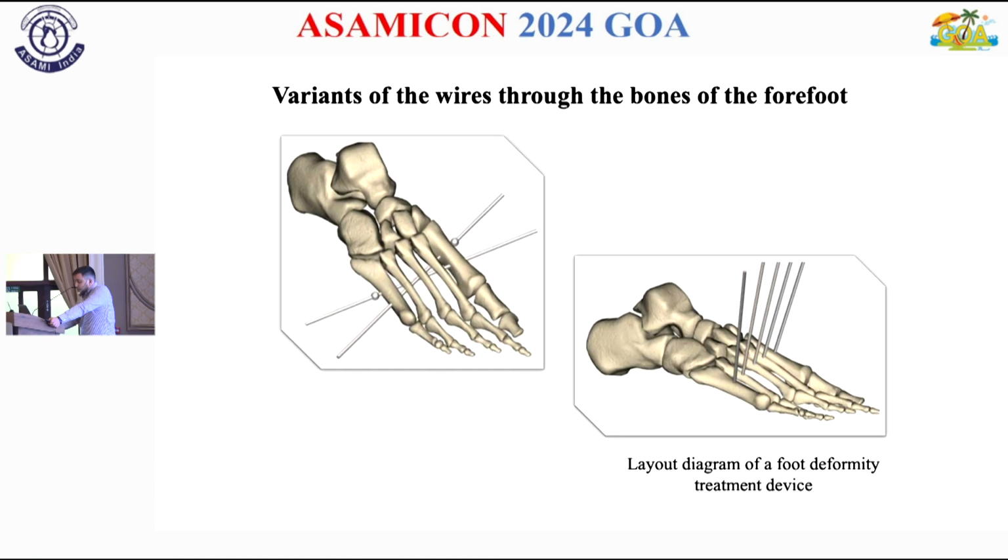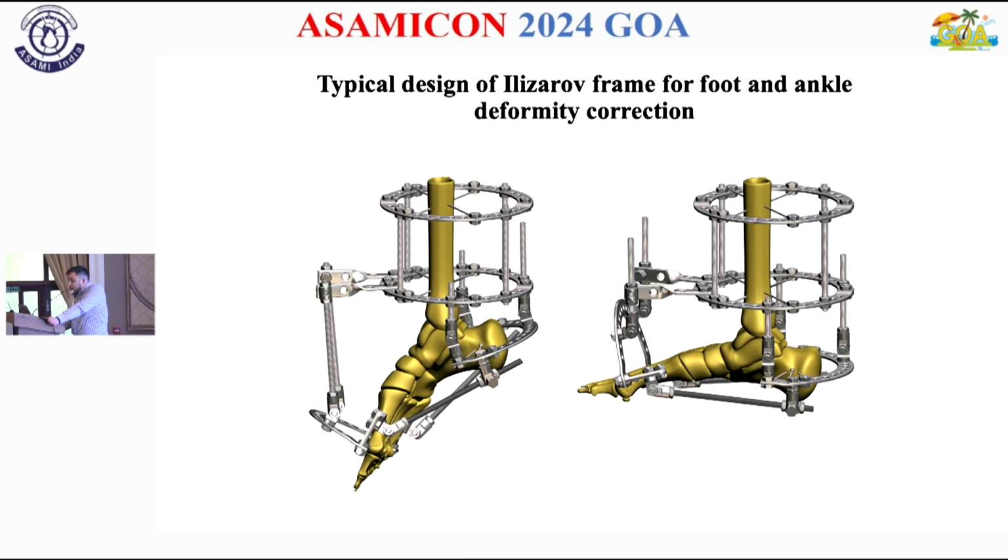In this slide, I show variants of how we put wires on the bones of the forefoot. It can be from the lateral to the medial side, and from the dorsal side, olive wires, key wires, as you like. That position of the wires allows us to control the single bones of the foot in the forefoot.